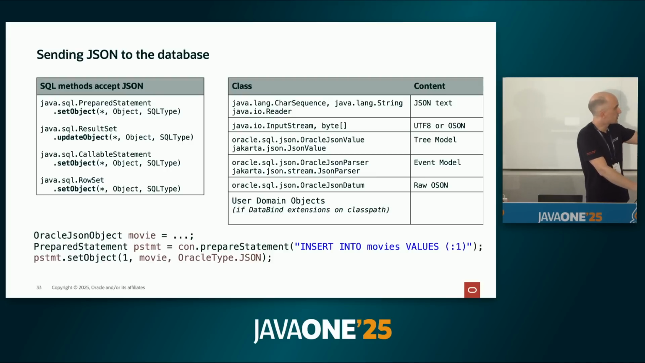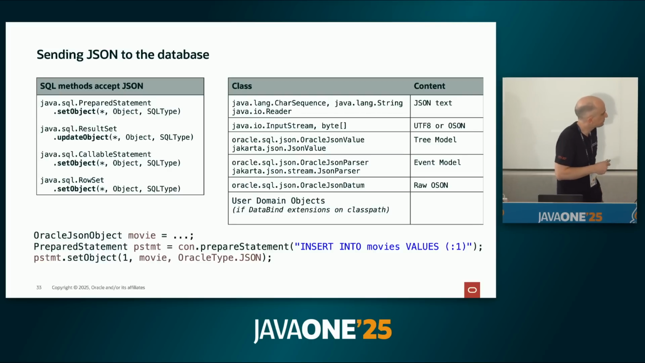And yeah, so it's kind of similar types that you can pass in and send to the database. And again, if you have this Jackson extension on the class path, you can just send your own Java objects straight in and store them in that JSON column.